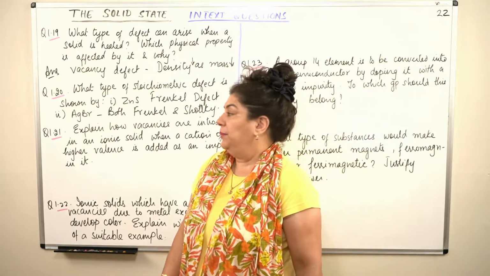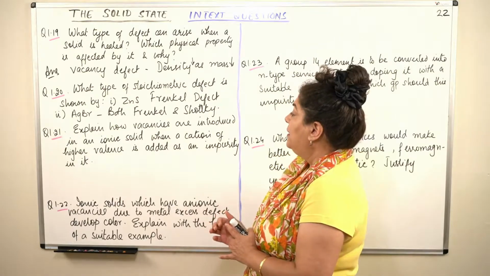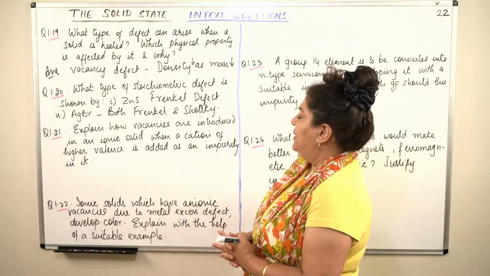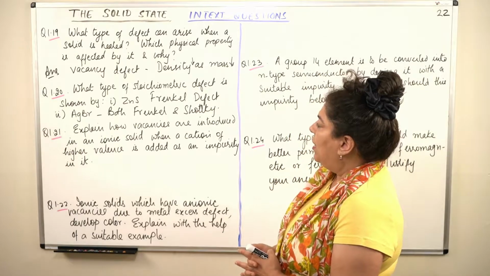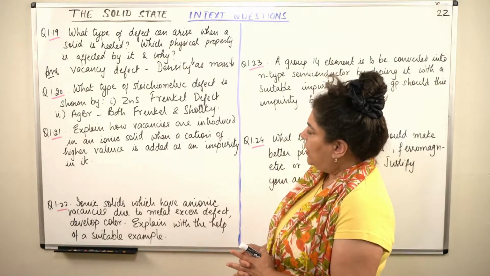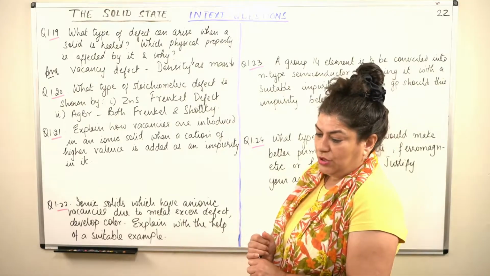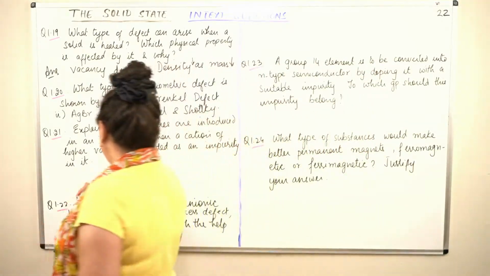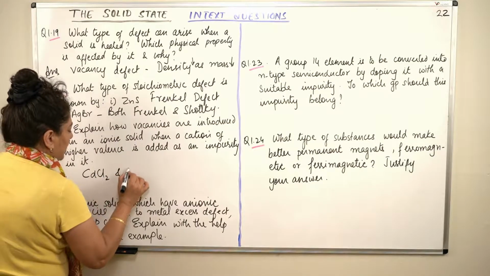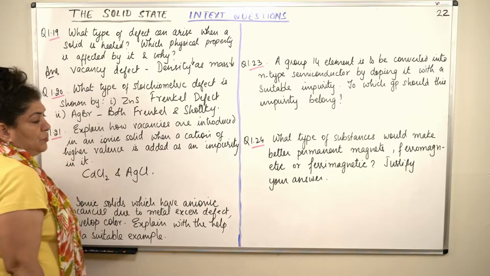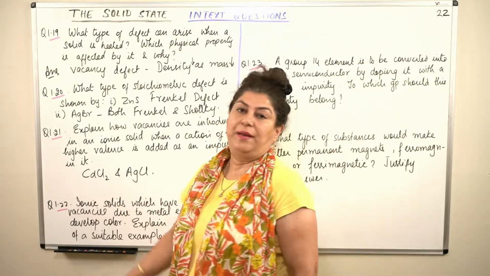Question 1.21. Explain how vacancies are introduced in an ionic solid when a cation of higher valency is added as an impurity to it. Okay, we can take an example. Cadmium chloride, it is there in the book itself, CdCl2 and AgCl. So you have a crystal of silver chloride and you add a little bit of cadmium chloride to it.